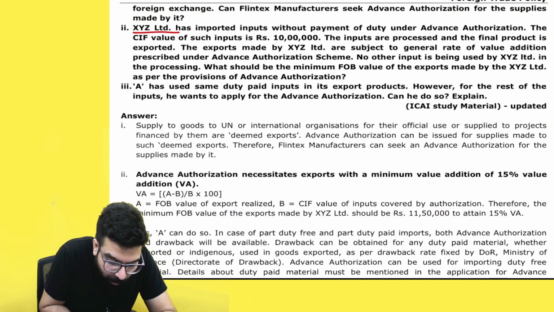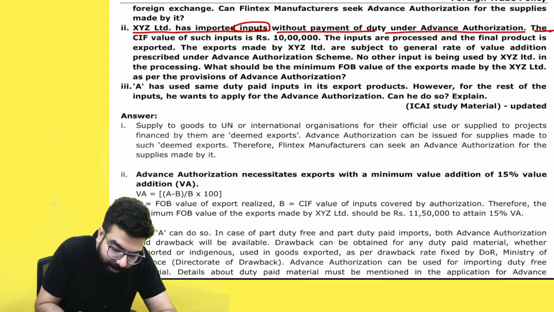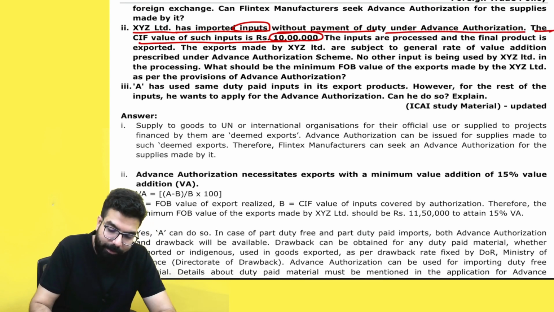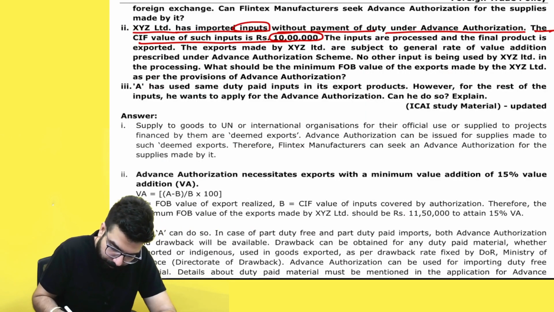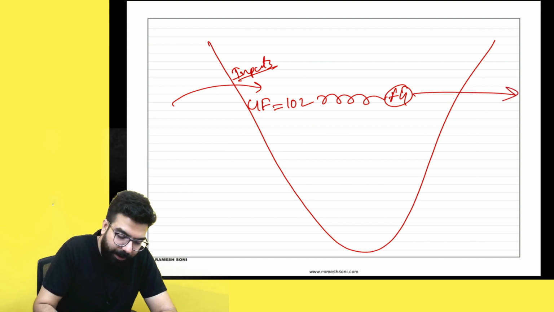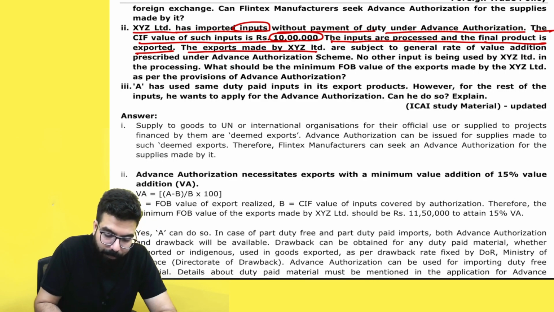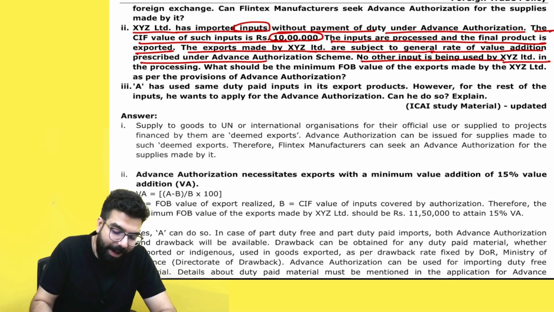For an example, XYZ has imported inputs without payment of any duty. The CIF value of the inputs is 10 lakh. The inputs are processed and the final product is exported. They are making the final product and final goods are being exported. Then the exports made by XYZ are subject to general value addition, which is 15%. No other inputs are being used by XYZ in the processing.